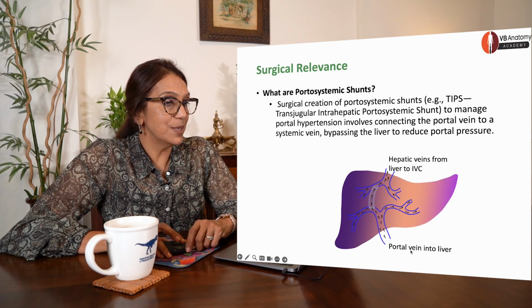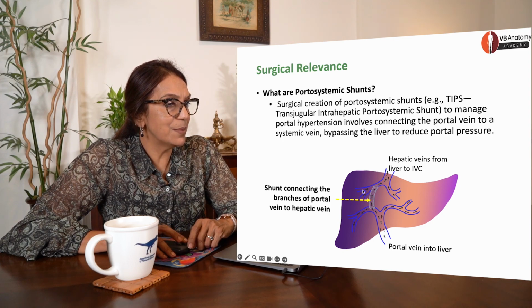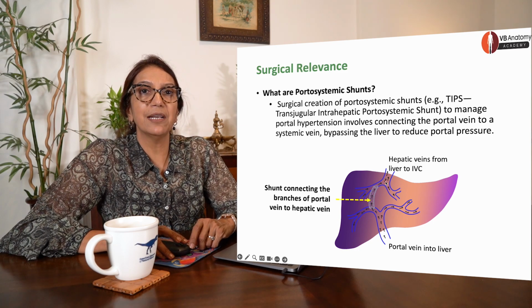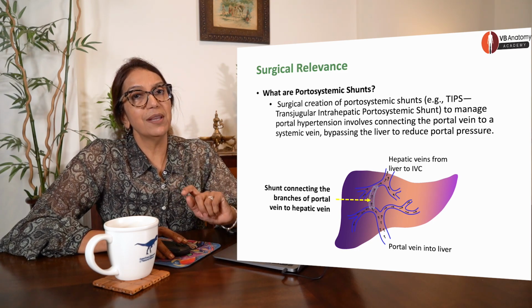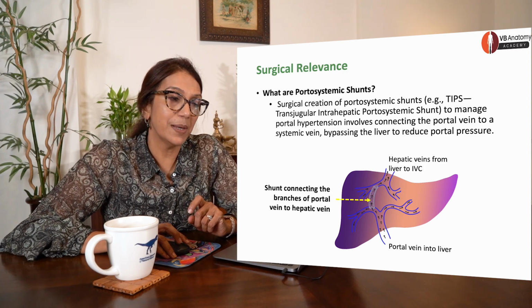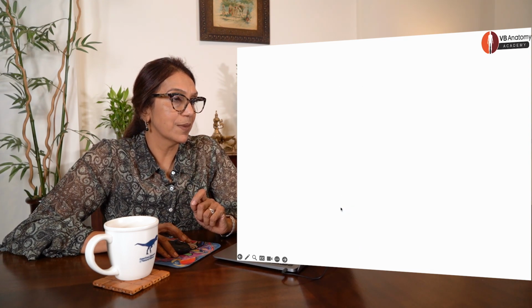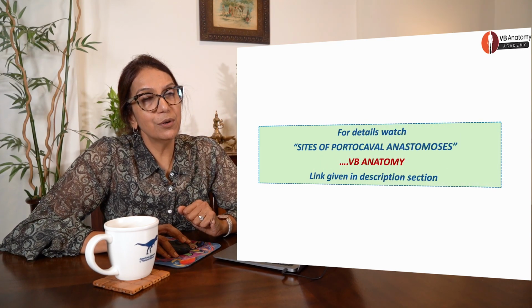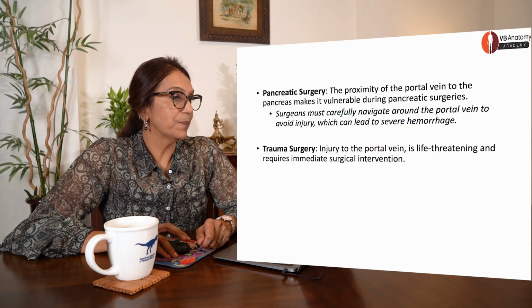Take a look at this image. You are seeing the portal vein branching out. You are seeing the hepatic veins, and you are seeing a portosystemic shunt, shunting blood from the portal vein into the hepatic vein, bypassing the liver. This is a treatment of portocaval anastomosis related complications. Important treatment, you must understand this. So another lecture has been created on portocaval anastomosis. Do access that to understand more.